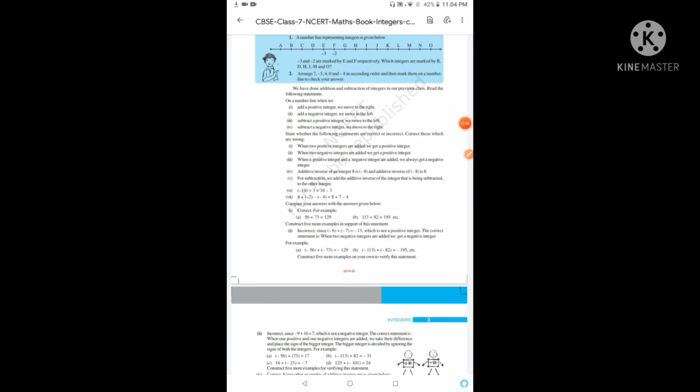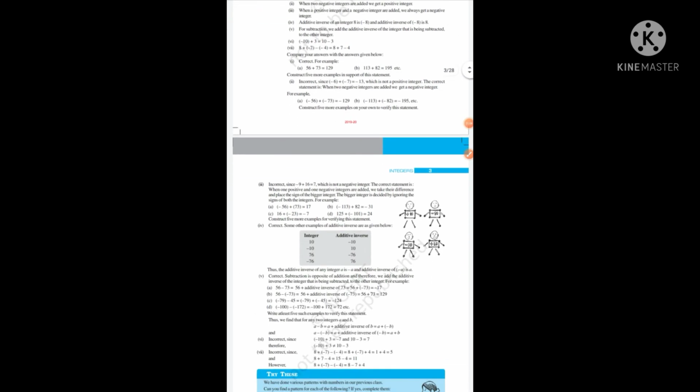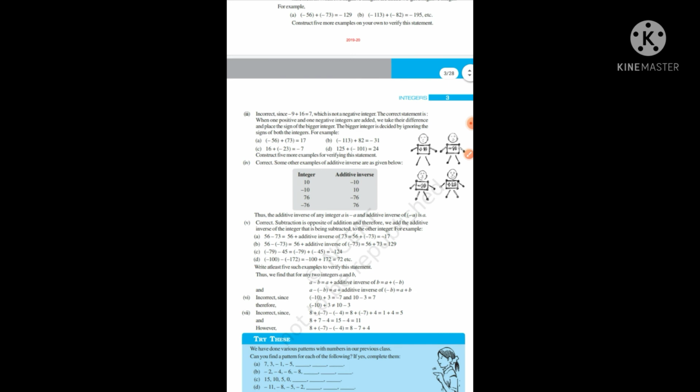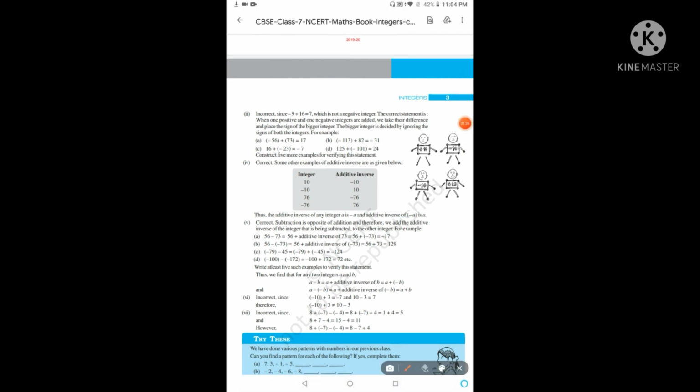Clear? Easy? So I hope now you can understand and do these sums yourself. Today I'll give some extra questions like this of additive inverse and of integers both, right? In the description box, please do it and just write yes in the comment section if you have done my homework, today's and yesterday's.